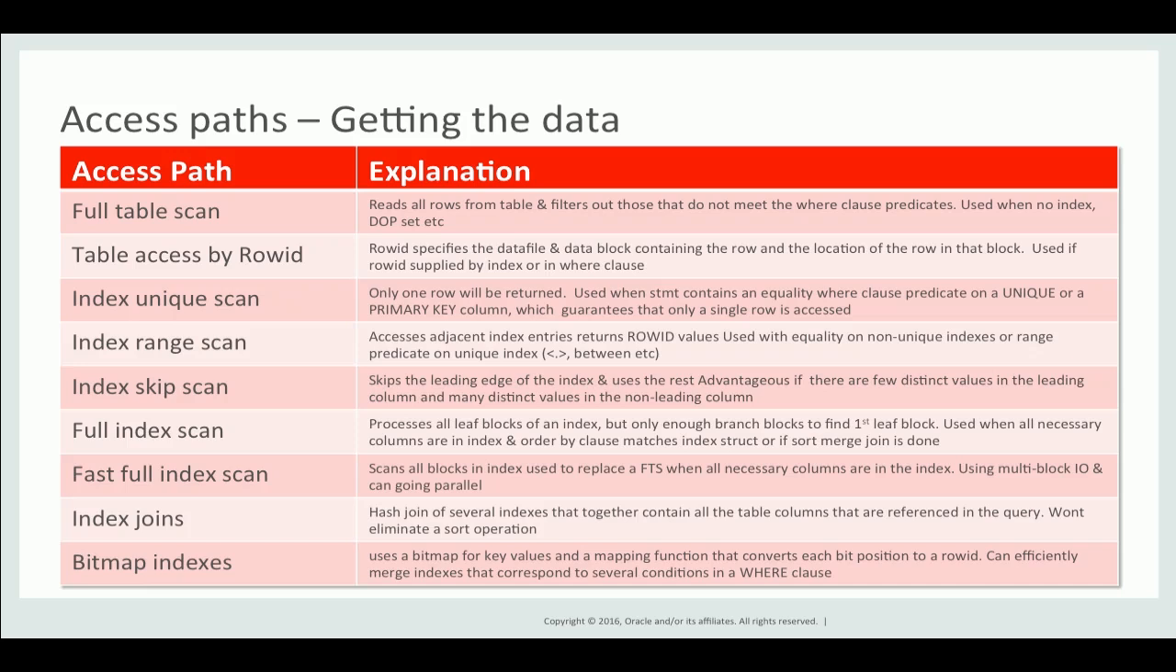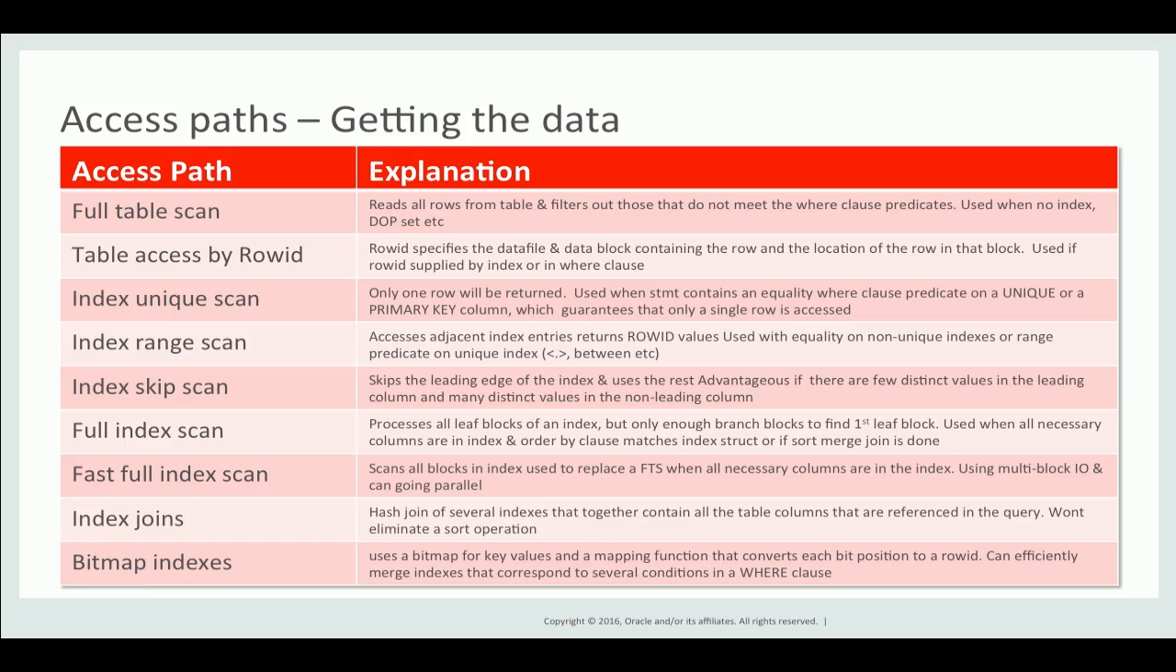A fast full scan, on the other hand, does read every single block in the index, and it's done typically in place of a full table scan. So all of the columns I need for the query are here, and I'm just going to brute force read through everything in the index. Typically done if there's parallel query on the index as well, or if multi-block read count has been set very, very high, fast full index scan tends to pop up.